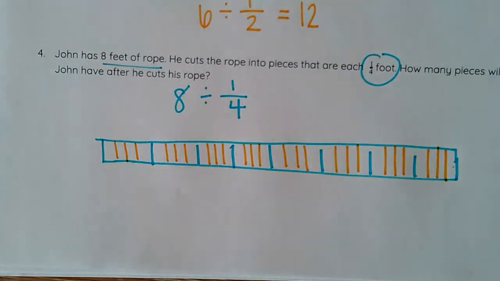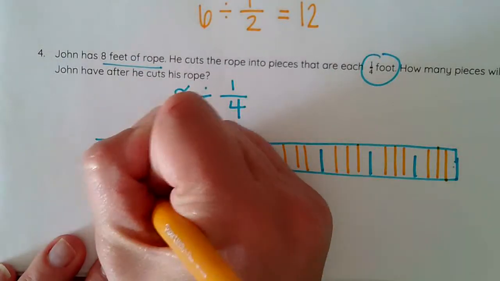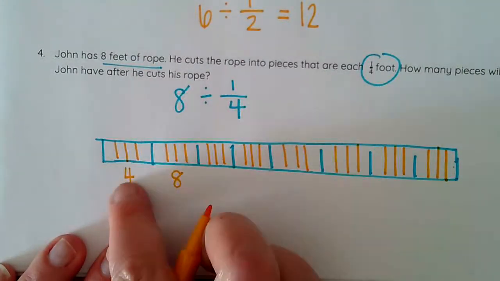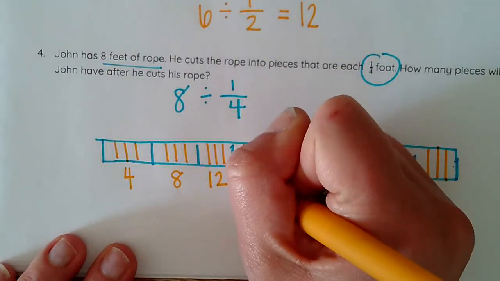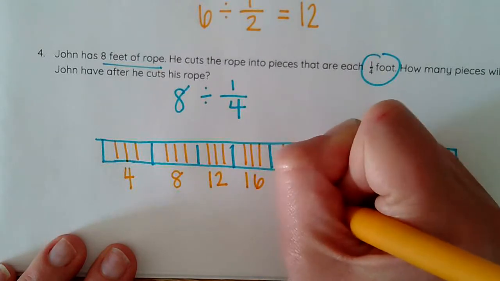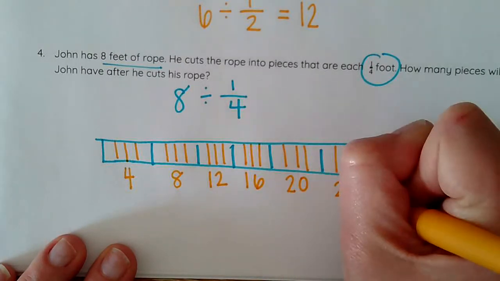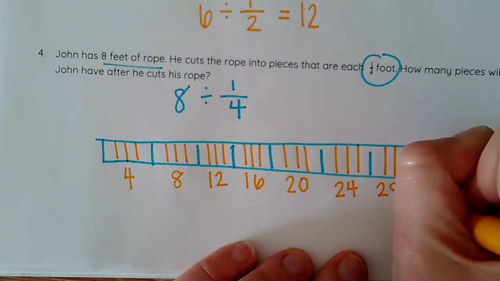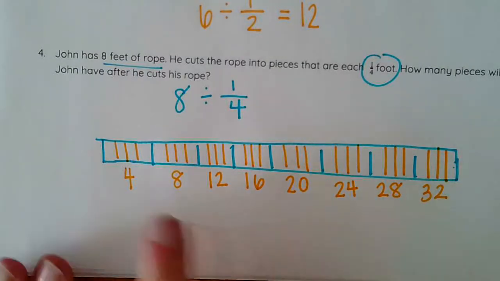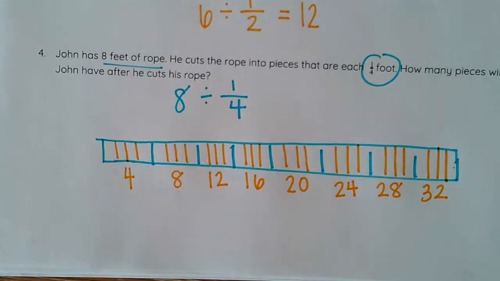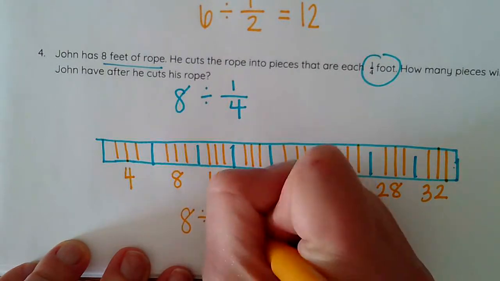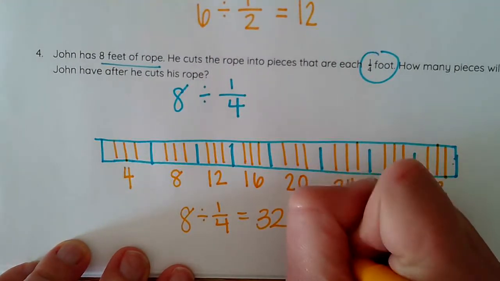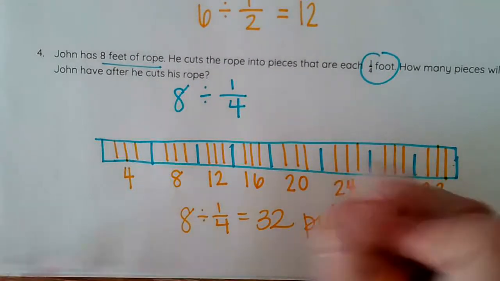And then I'm going to count. Now these are really little, so I'm going to count by 4. So this is a group of 4. Another group of 4. 4 plus 4 is 8. That's a total of 12, 16, 20, 24, 28, 32. So when I split 8 into 1/4 pieces, 8 divided by 1/4 will get me 32 pieces.